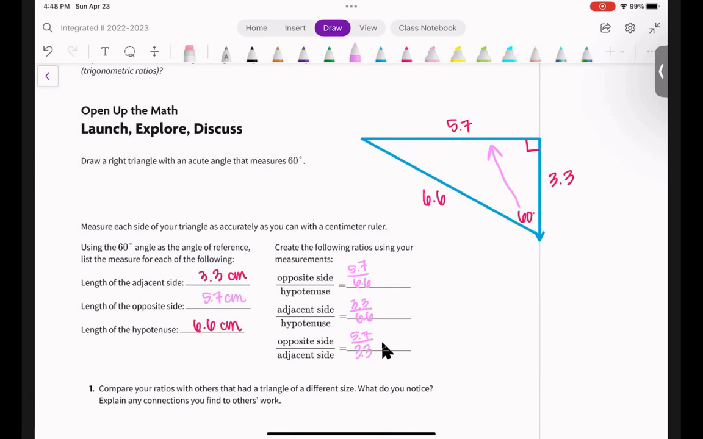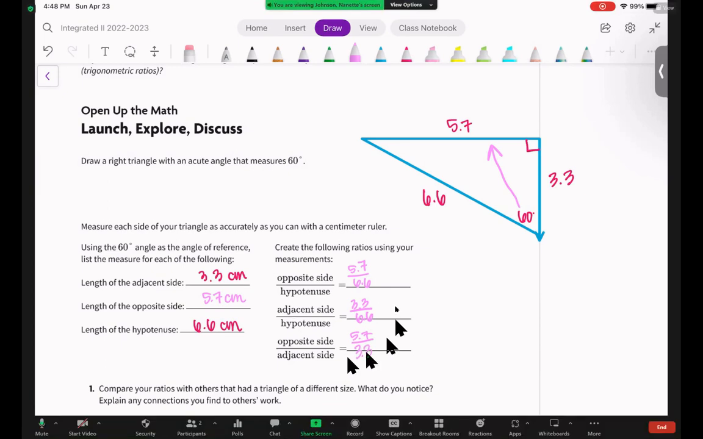So you're going to be doing this a lot. Okay, you're going to do this a lot. It says compare your ratios with others, but these are our ratios. If I was to change the sides, the numbers might change, but the ratio, meaning 5.7 divided by 6.6, whatever that equals would be the same.